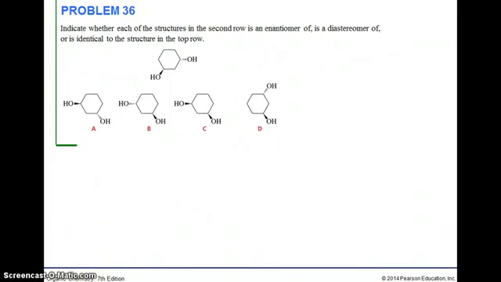Problem 36. Indicate whether each of the structures in the second row is an enantiomer of, a diastereomer of, or identical to the structure in the top row. Well, this might be another case for the molecular model kit if you can't visualize this very well. But A is identical. It's just turned one click over. B, on the other hand, is an enantiomer. C is a diastereomer. And D, again, is identical.